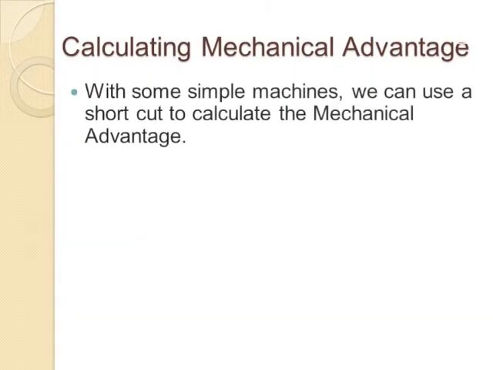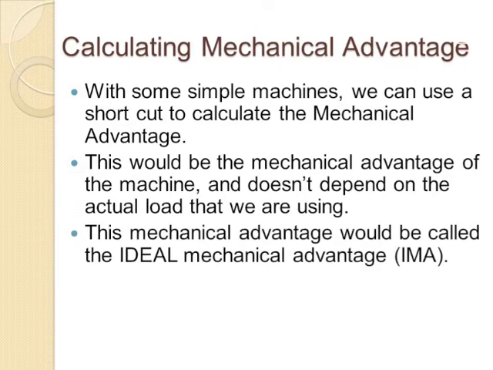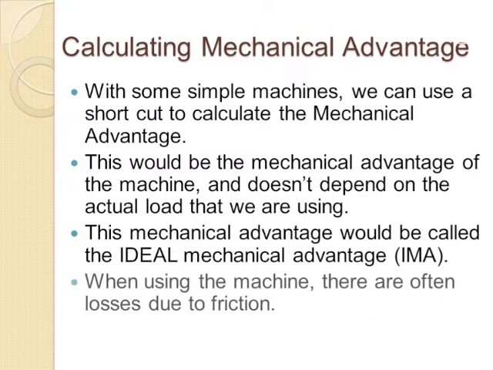With some simple machines, we can use a shortcut to calculate the mechanical advantage. This mechanical advantage would be the one of the machine, and it does not depend on the actual load we're using. We refer to this as the ideal mechanical advantage.